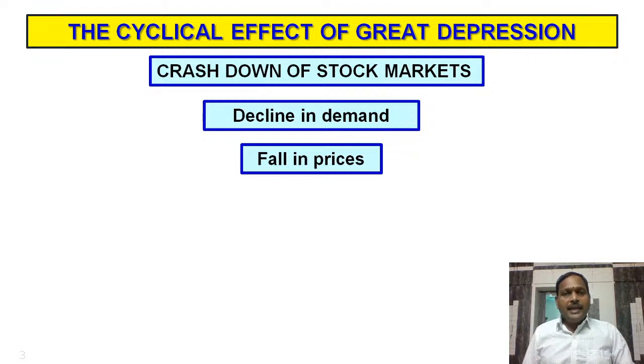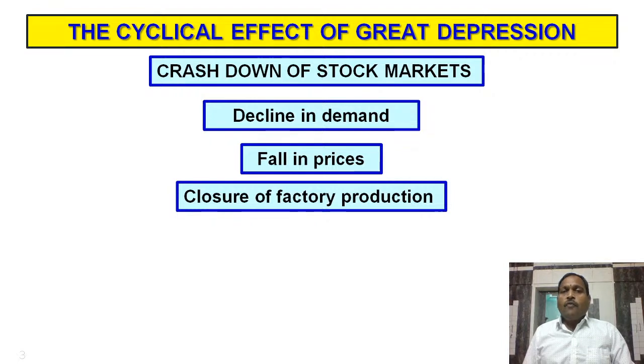Automatically, if the demand decreases in the market, if anyone is not buying the products, what will happen? The prices of the products will fall down. It happened there. Next, what will happen? Many factories may be closed. That means they stop their production because they won't sustain their factories with losses. So, in order to preserve themselves, they have stopped their production.